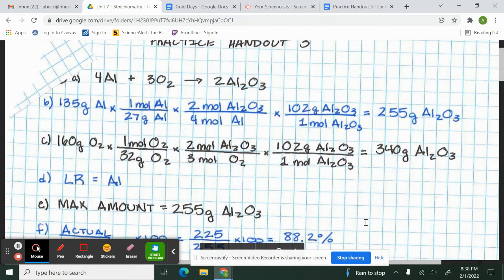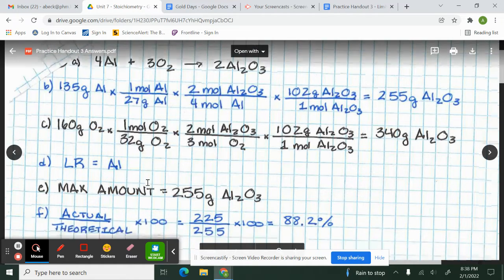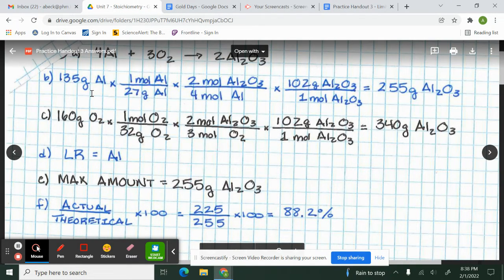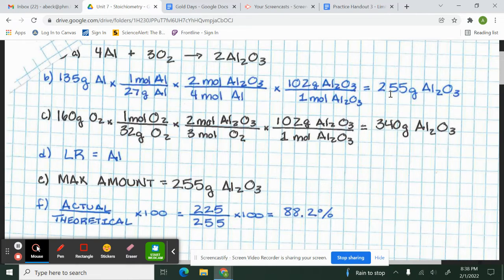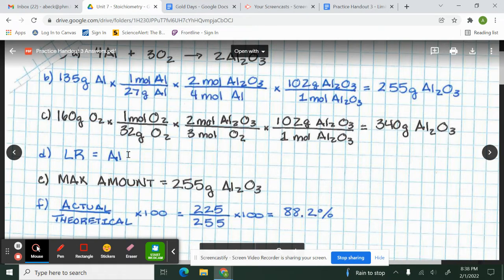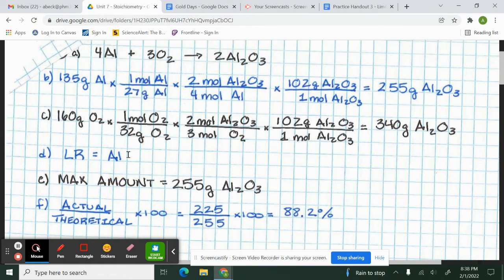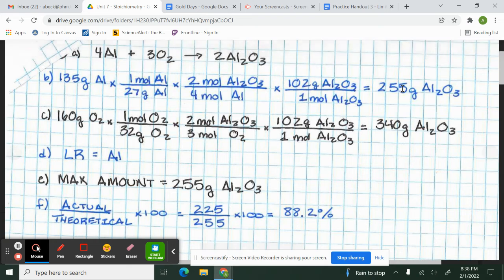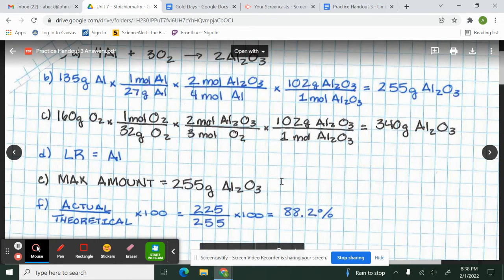So here there's a comparison now. What is the limiting reagent? LR. Up here, you can see that when we use aluminum, we get a smaller value. That means aluminum is the limiting reagent. It limits the amount of aluminum oxide we can make. So that's our limiting reagent. The maximum amount of aluminum oxide we can make is dependent upon the limiting reagent. This is the maximum amount of aluminum oxide we can make, so 255 grams.